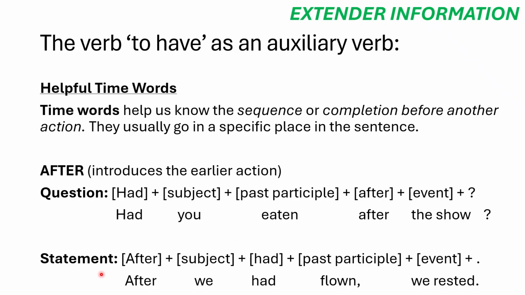In a statement, after goes at the beginning. After plus subject plus had plus past participle plus event. For example, after we had flown, we rested. Notice the comma after the past participle, showing a short pause between the expression of events.